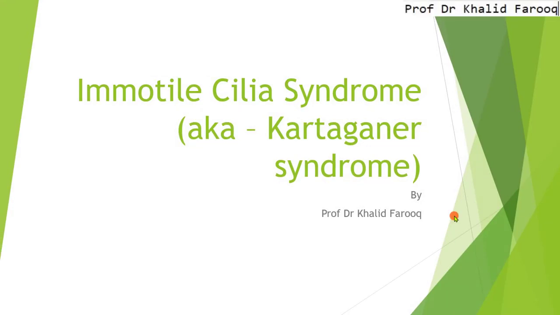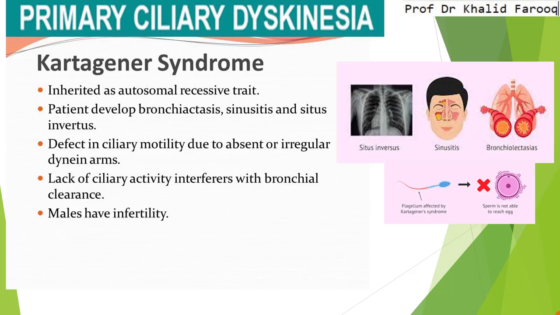We are discussing immotile cilia syndrome, which is known as Kartagener syndrome. This is basically primary ciliary dyskinesia, that is Kartagener syndrome, where we see it is inherited as an autosomal recessive trait. Patients develop bronchiectasis, sinusitis, and situs inversus. Defect in the ciliary motility is due to absent or irregular dynein arms.